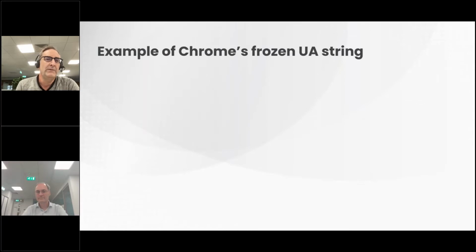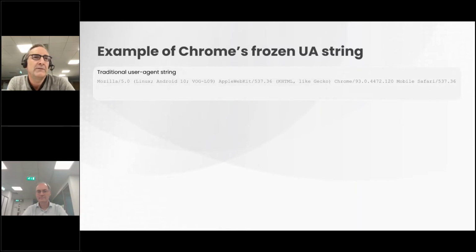So if you're using an Android device today, the user agent string that it sends is something like this. So you can see there, it says it's Android 10. There's a model string, which is the VOG-L09. That's a Huawei P30. And towards the end of the string, you can see the Chrome major version, minor version, build version, and patch version. So there's quite a lot of information there.